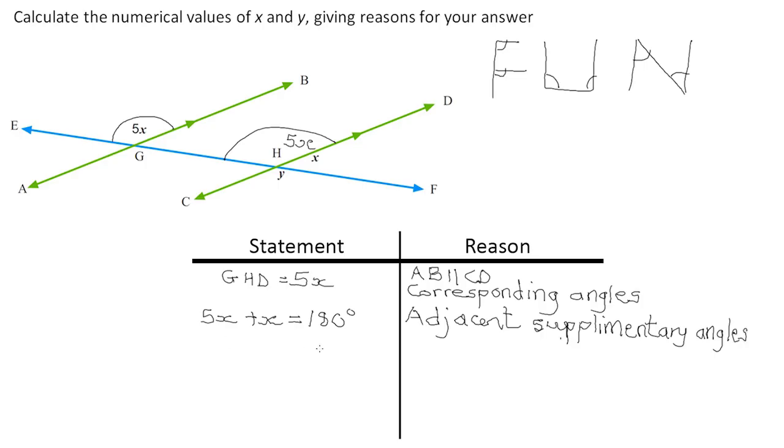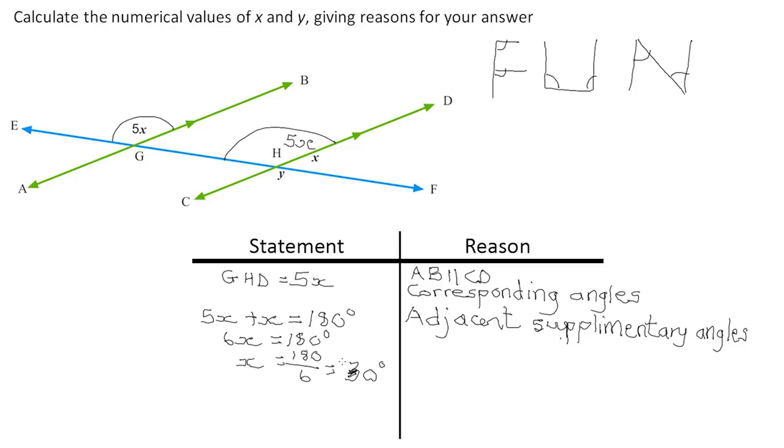As a result, now we can find x. 6x is equal to 180. Therefore, x is equal to 180 divided by 6, which gives you 30 degrees.